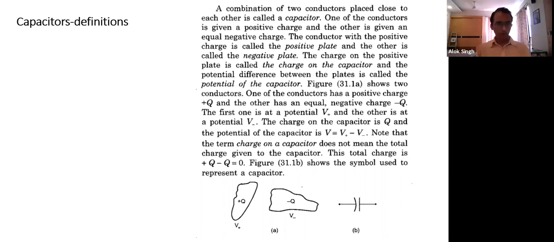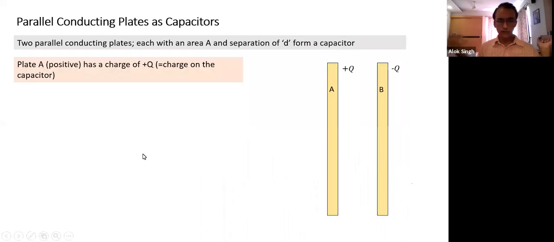Let's go a little more into capacitor. So the simplest form of conductors. What are the simplest forms of conductors we can think of? We have done a number of cases where two conductors are involved. What is the simplest thing we can think of? So can we consider two parallel conducting plates as a capacitor?